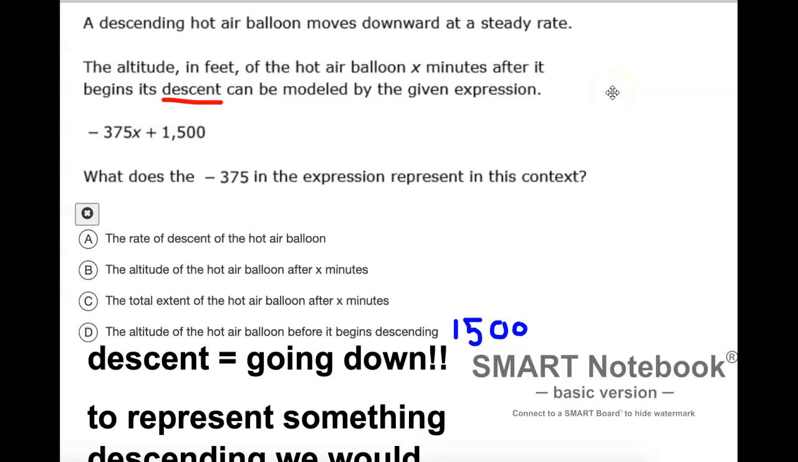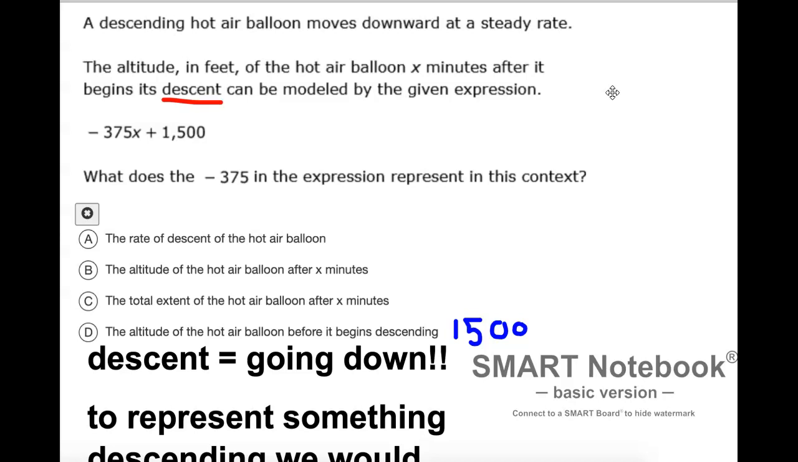A descending hot air balloon moves downward at a steady rate. The altitude, in feet, of the hot air balloon x minutes after it begins its descent can be modeled by the given expression, negative 375x plus 1,500. What does the negative 375 in the expression represent in this context?